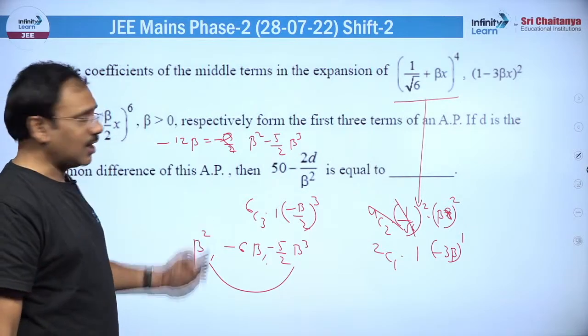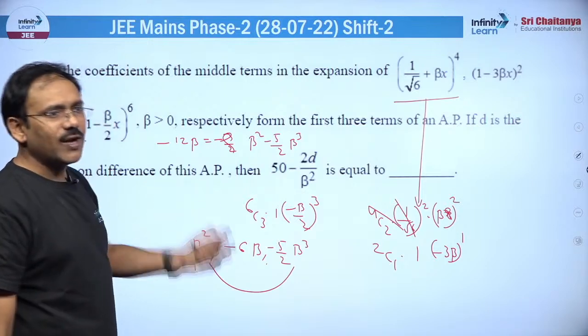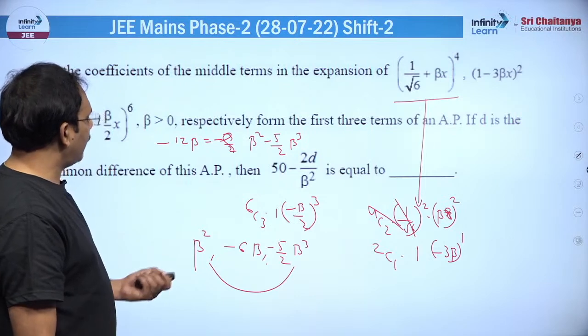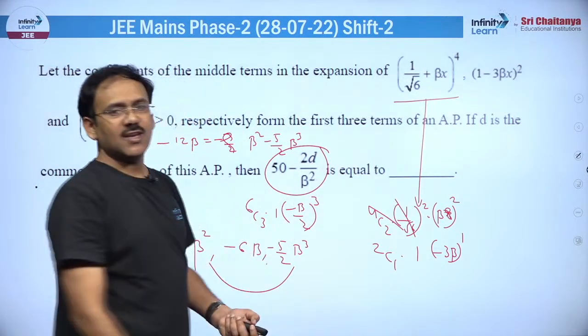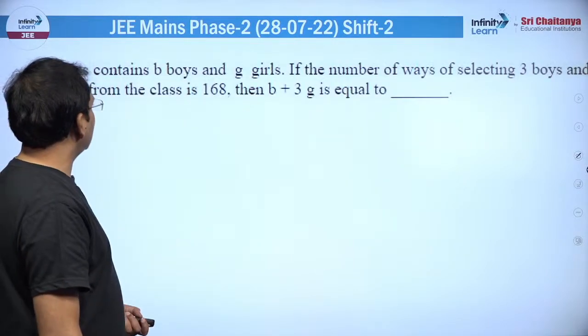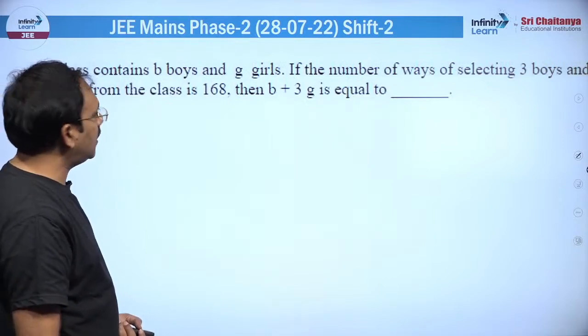Beta cannot be 0, my dear friends. If beta is 0, they can't be distinct terms. Then you will get a quadratic equation for beta, you can find the beta value. Once beta is known, you can find the common difference also. So 50 minus 2d by beta square you can find. Okay.